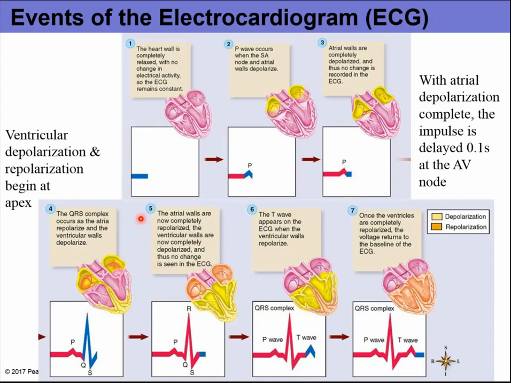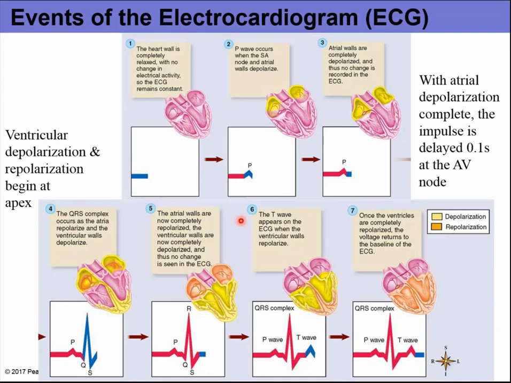So step five, the atrial walls are now completely repolarized. So they're completely orange. And the ventricular walls are completely depolarized, right? So they're filled with yellow. At this point, there's no more net electrical activity. So we have another flat line section on the EKG.